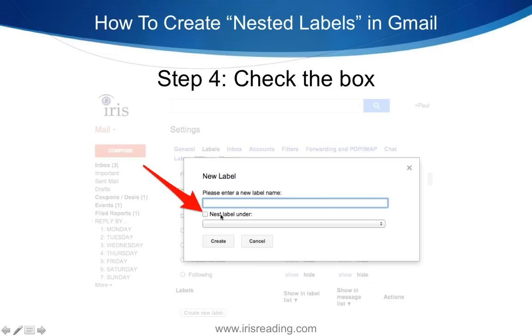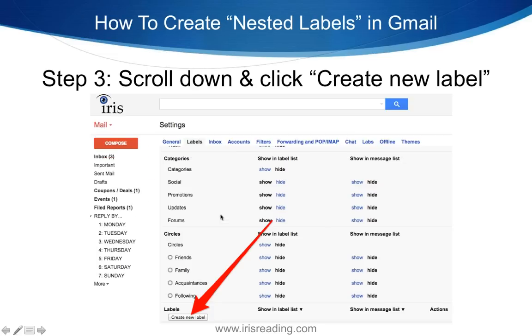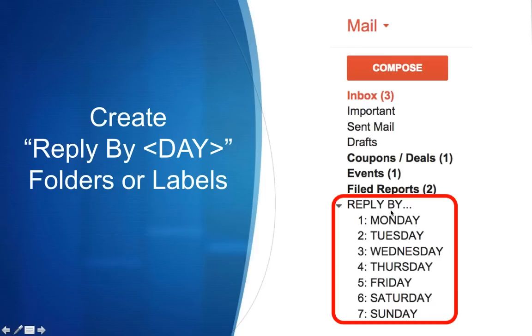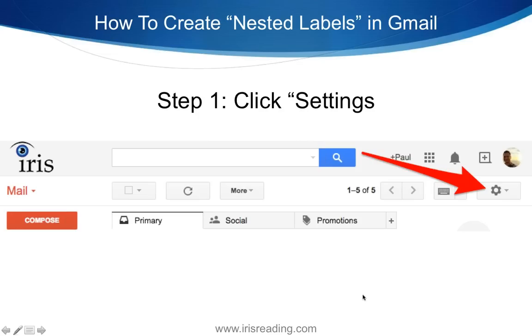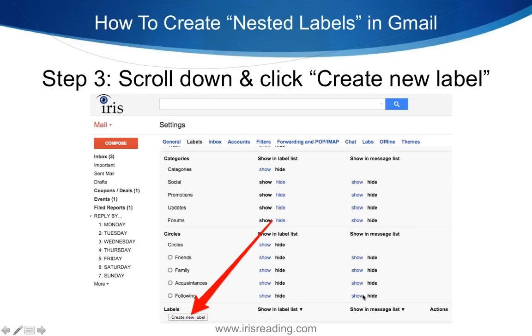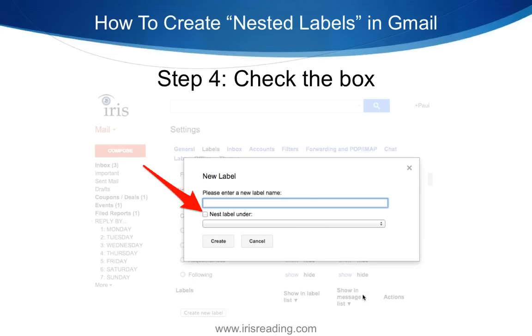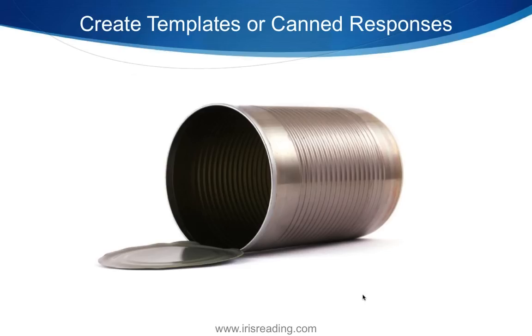So it's like a category, subcategory, and that's where you can create those different, you see how I had them like this? You do that through the nested labels. So I have a reply by label, and nested underneath that is a 1 Monday, 2 Tuesday, 3 Wednesday. Why do I have these numbered? It's because Google will sort these alphabetically. So that's why I have the numbers at the beginning. So again, Settings, Labels, create new label, and then make sure you check that box where the red arrow is.